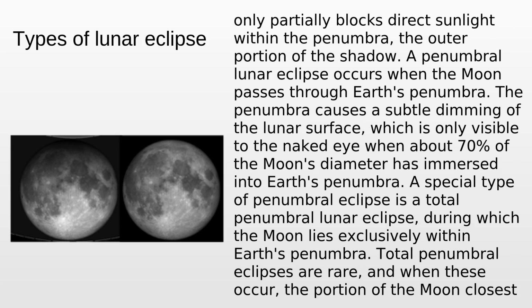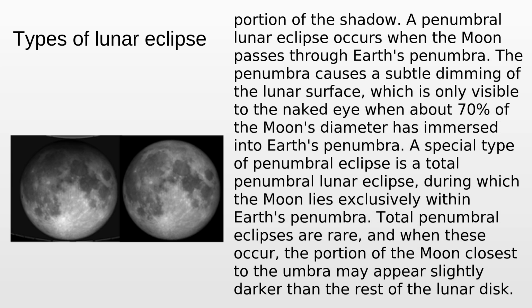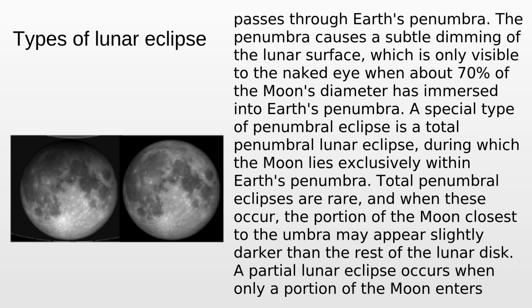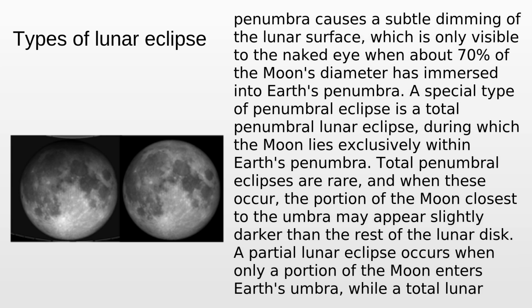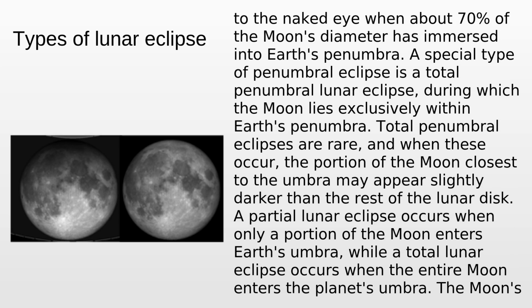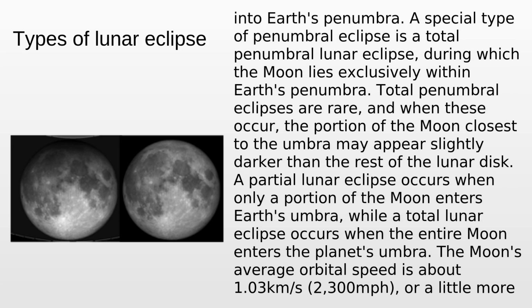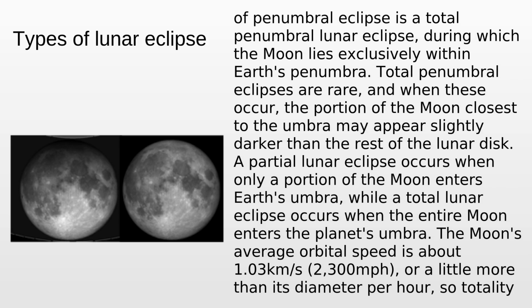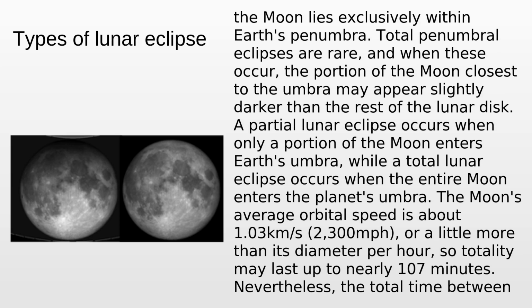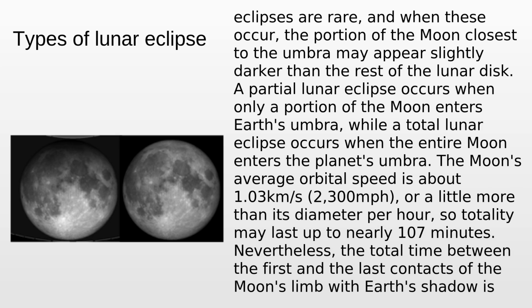A penumbral lunar eclipse occurs when the Moon passes through Earth's penumbra. The penumbra causes a subtle dimming of the lunar surface, which is only visible to the naked eye when about 70% of the Moon's diameter has immersed into Earth's penumbra. A special type of penumbral eclipse is a total penumbral lunar eclipse, during which the Moon lies exclusively within Earth's penumbra. Total penumbral eclipses are rare, and when these occur, the portion of the Moon closest to the umbra may appear slightly darker than the rest of the lunar disk.